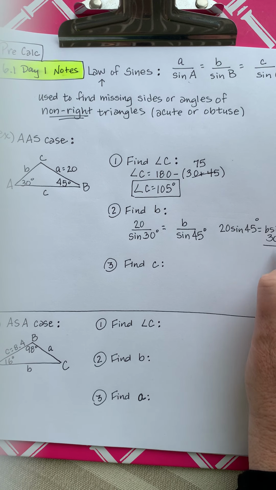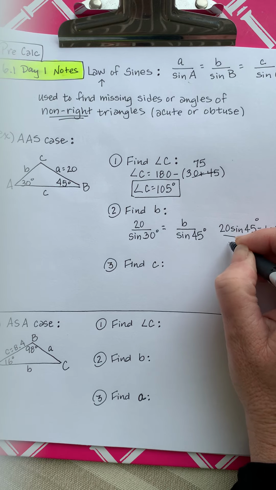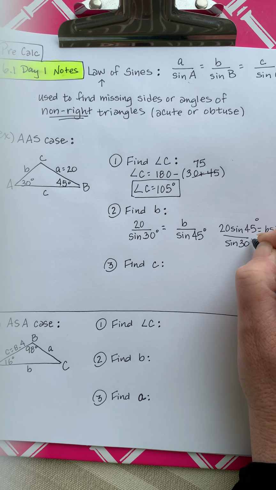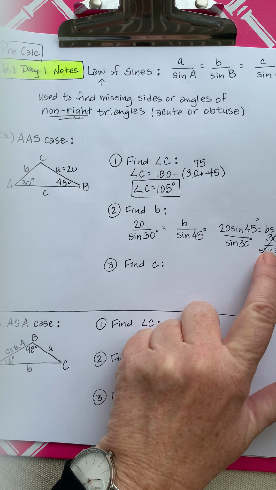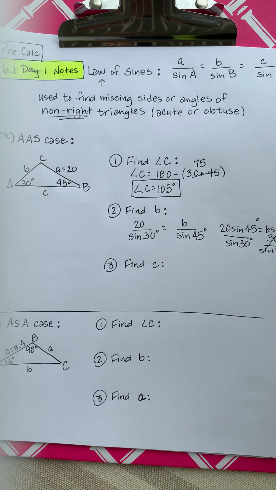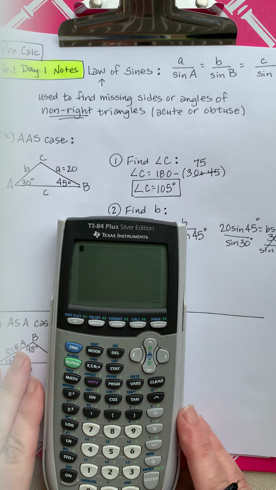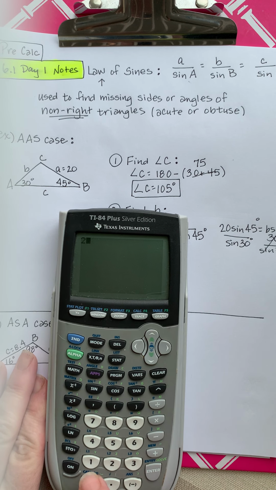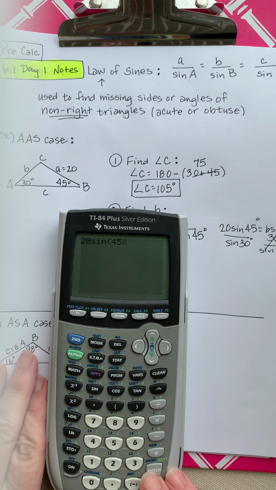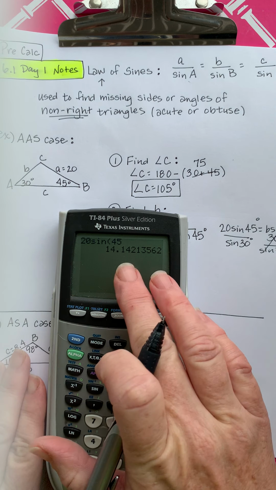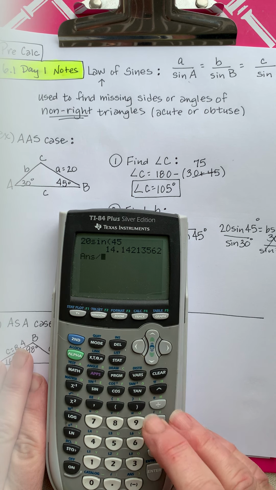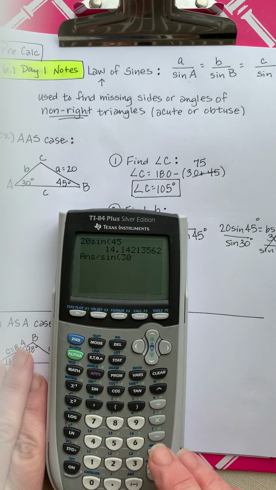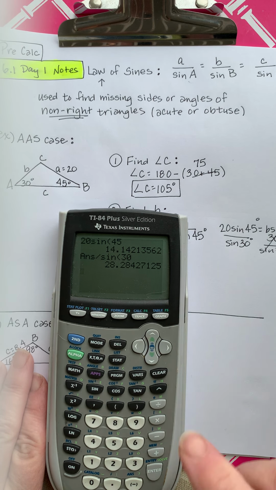Okay, and I'm going to divide both sides by the sine of 30 so that I can get B by itself. Okay, and now I'm just going to put this part into my calculator. So here I go. I'm in degrees. I'm going to do 20 sine of 45. Enter. Make sure you hit enter or end your parenthesis, one of the two, divided by the sine of 30 degrees. And there we go.